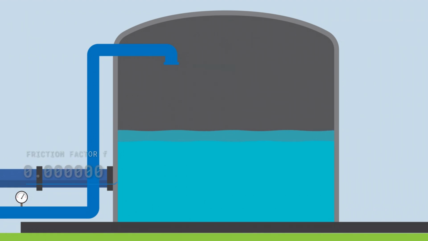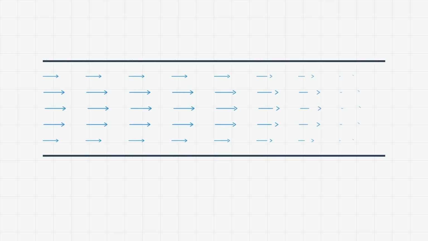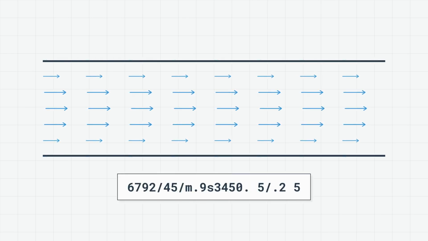The friction factor F, calculated as 0.071556, determines the friction characteristics. Flow velocity is 0.127 meters per second, showing how fast the fluid moves through the pipe.